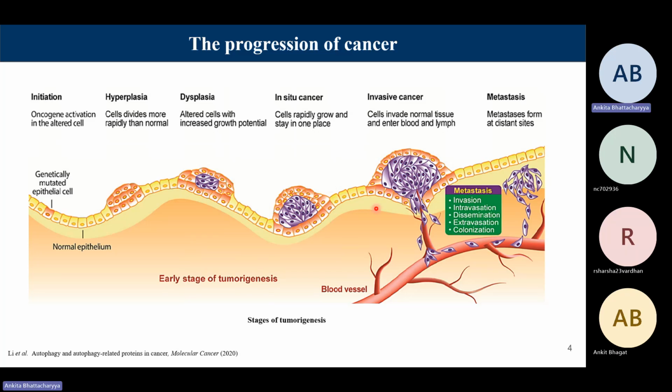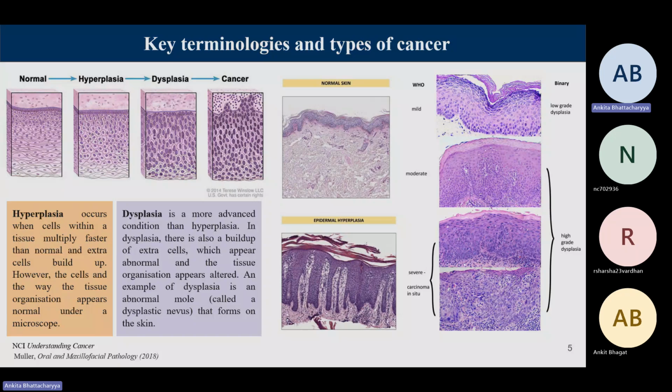Okay. So these are the different substages of tumorigenesis. Then we understood these differences between key terminologies in cancer and different types of cancers. So hyperplasia, like I already explained, is a stage where cells are able to multiply very fast, much faster than normal, and extra cells build up. However, the tissue organization appears normal. There is no disruption of the tissue architecture. So it looks normal. It's just more number of cells within that particular region.